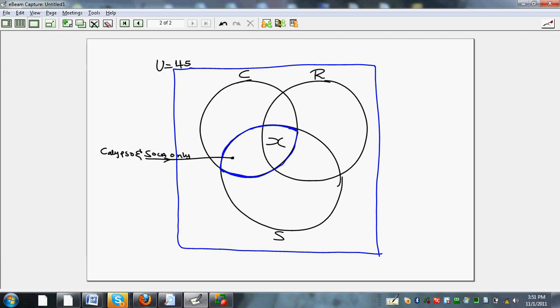And calypso and soca only would be written like this. Number of people that like calypso and soca, and to get the only part you put "and not reggae." That's how you get calypso and soca only, by taking out the reggae. Good? So we have calypso and soca, which is this circle, but you're taking out those that like reggae too. And that will be equal to 15 minus X.